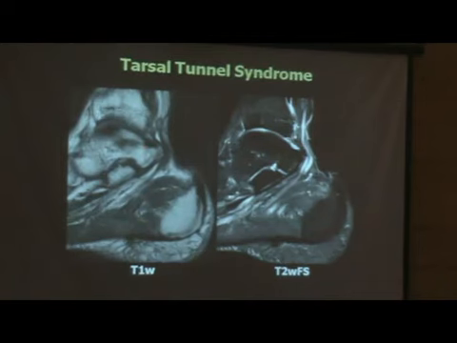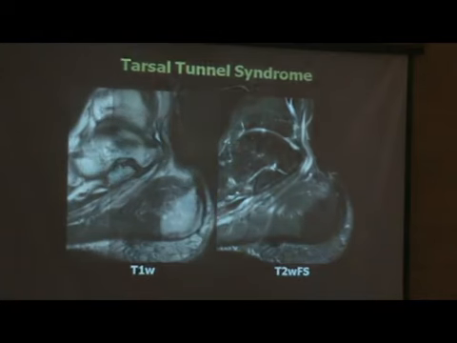We find this often at the posterior lateral tubercle of the talus, which we call the Stieda process, but this one is in the posterior medial tubercle of the talus. And what's the problem with that? It's because it goes directly through the tarsal tunnel, and this will compress the neurovascular bundle passing by that. As you can see here, we have some mass effect on the neurovascular bundle at the level of the tarsal tunnel.